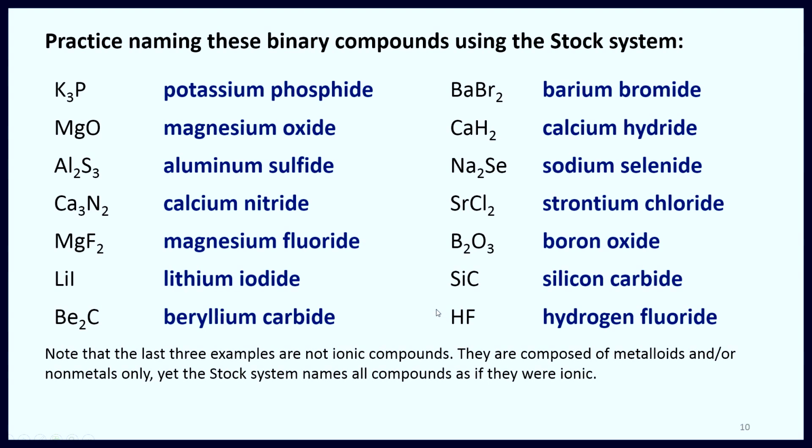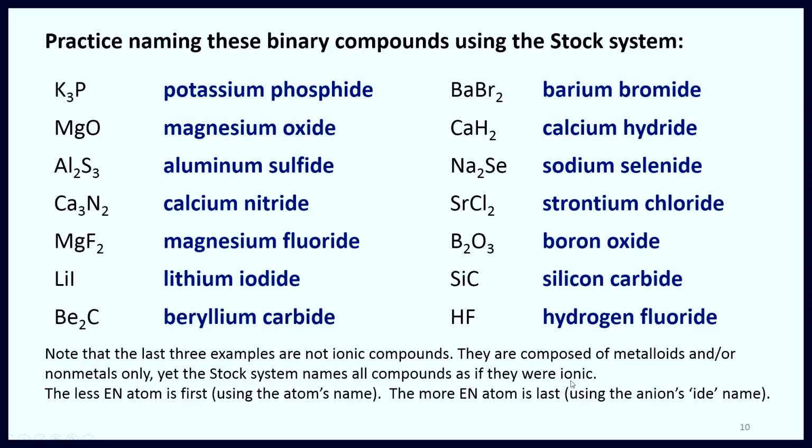So note that the last 3 examples, B2O3, SiC, and HF, are not ionic compounds. In fact, they are composed of metalloids and or nonmetals only. And yet the Stock system names all compounds as if they were ionic. The less electronegative atom is first, using the atom's name as found on the periodic table, like potassium, magnesium, aluminum, etc. The more electronegative atom is written last using the -IDE ending: phosphide, oxide, etc.